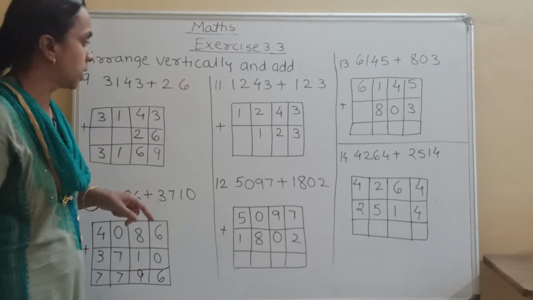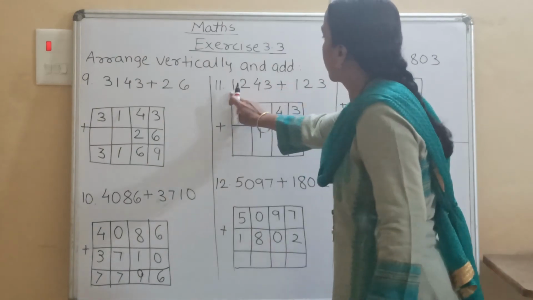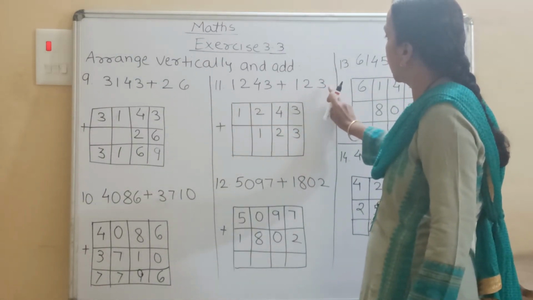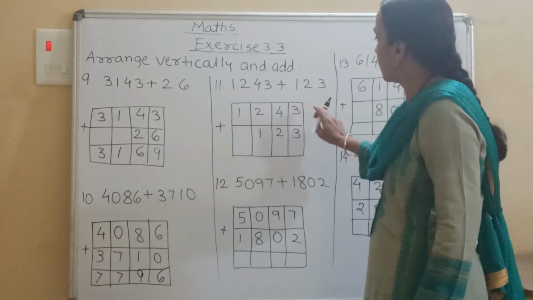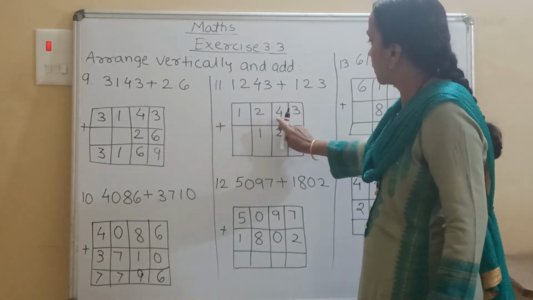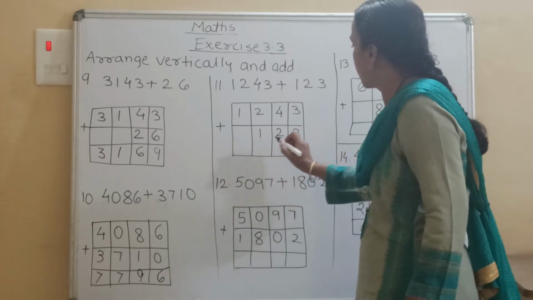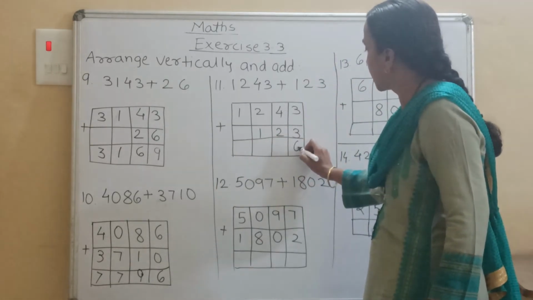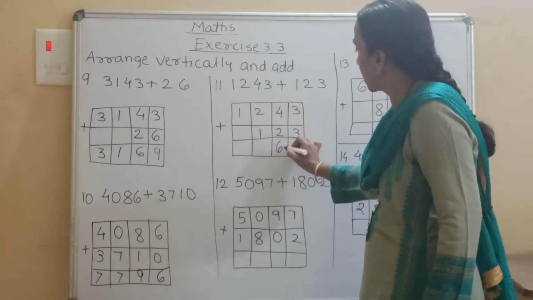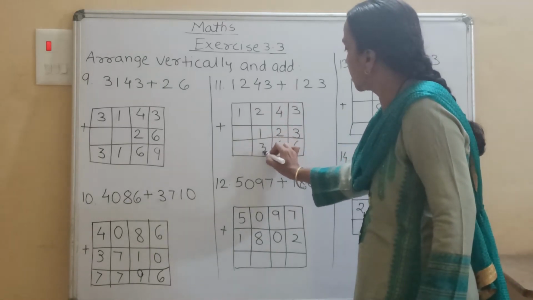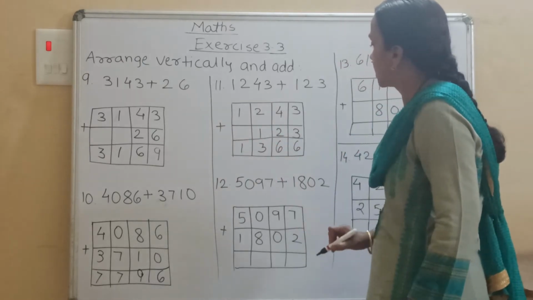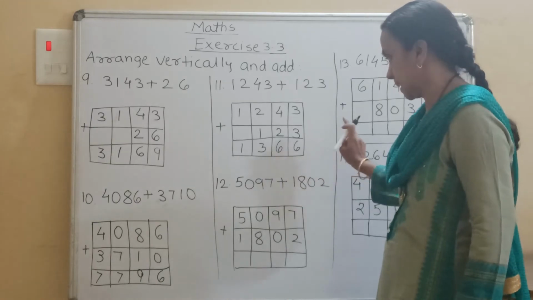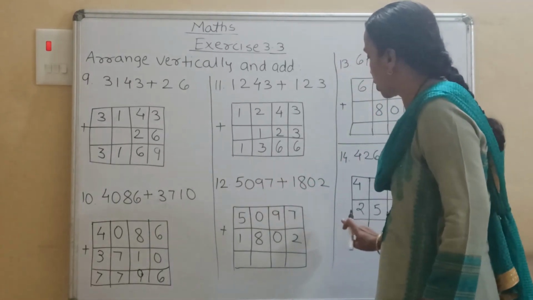7796. Now see 11th question. 1243 plus 123. So write out properly. 1243 plus 123. So 3 plus 3, 6. 4 plus 2, 6. 2 plus 1, 3. This one as it is. So answer is 1366. Now see 12th question.